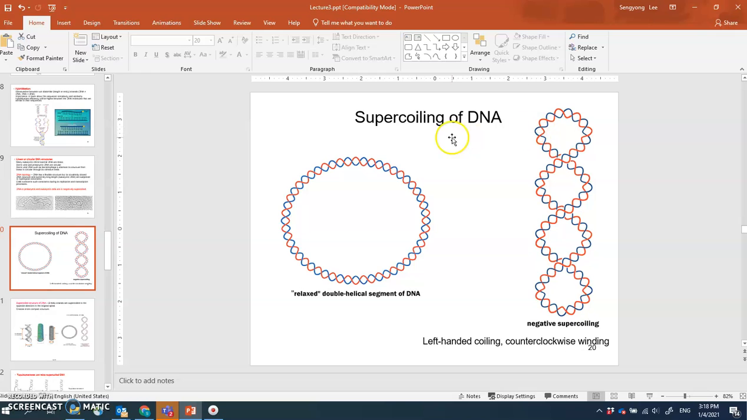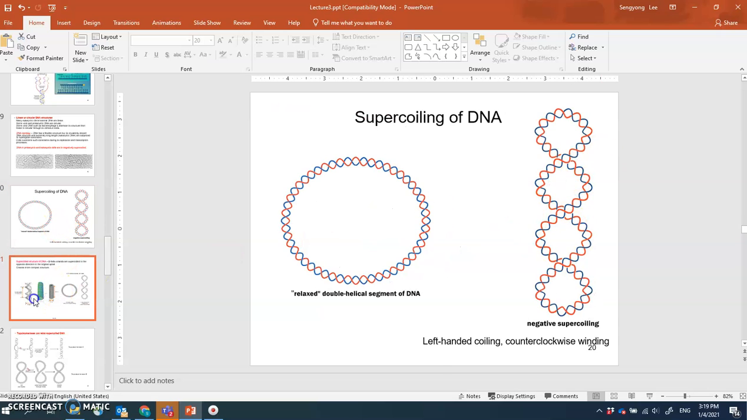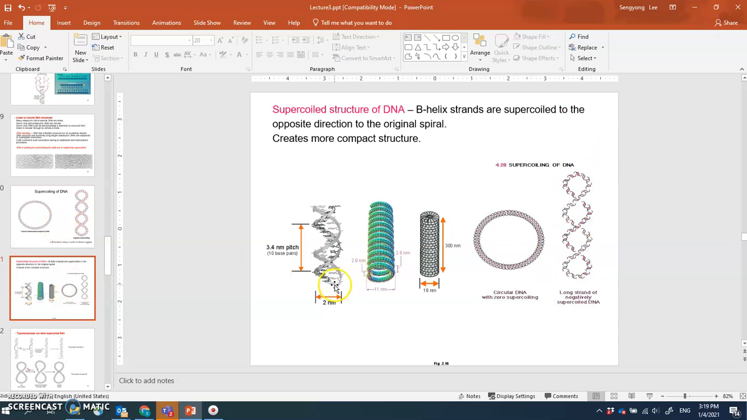Supercoiling happens in your DNA regardless of whether it's linear or circular. So you'll find supercoiled chromosomal DNA structure in cells. If it's a bacterial cell, you'll see something like that, but if it's eukaryotic linear DNA, you will see something like that. It's a supercoiled DNA structure that happens in almost all living DNA systems. The double helix strands are supercoiled further in the opposite direction, so negative supercoiling is happening. That's what you see.